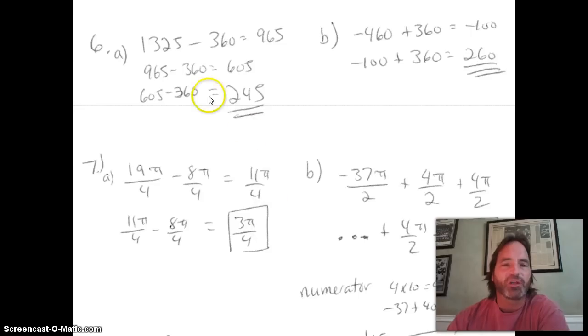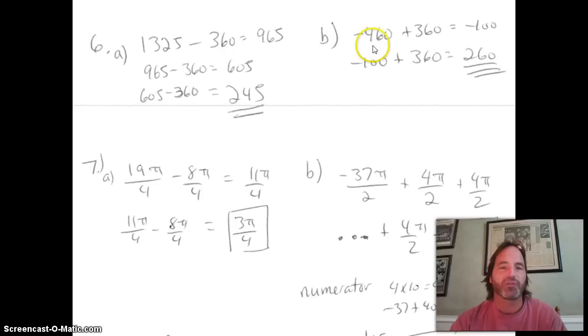Here you're given a range. You need to get a coterminal angle in degrees, between 0 and 360. Notice here's 1325. We're going to subtract full revolutions to get coterminal angles, and keep subtracting 360 till we're in that range, in this case 245.